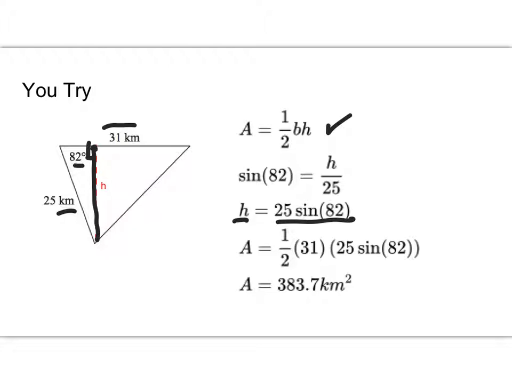That means the area is 1/2 the base 31 times the height 25 sine of 82. If you calculated it correctly using that as your base, you would get 383.7 kilometers squared. So you might ask, well, what happens if I choose the wrong base? What if, let me try erasing some of this stuff.